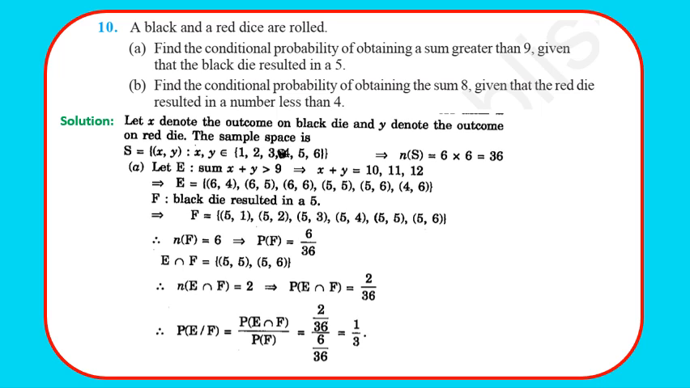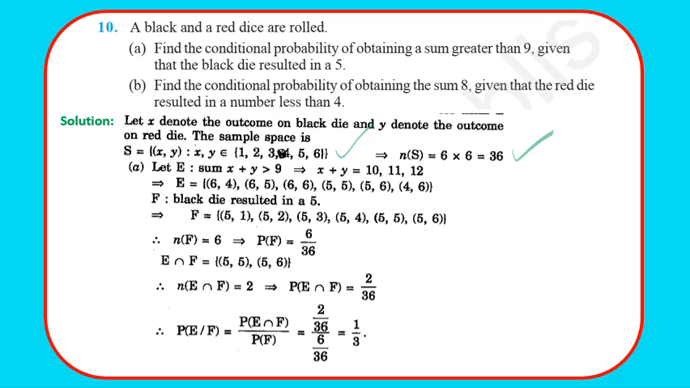Moving to question 10. Black and red dice are rolled. A: find the conditional probability of obtaining a sum greater than 9 given that the black die resulted in 5. And B: find the conditional probability of obtaining the sum 8 given that the red die resulted in a number less than 4. So let X denote the outcome on the black and Y denote the outcome on the red die. So the sample space is (X,Y) such that X,Y belong to 1, 2, 3, 4, 5, 6. Since 2 dice are rolled, the number of elements in S will be 6 into 6, that is 36.